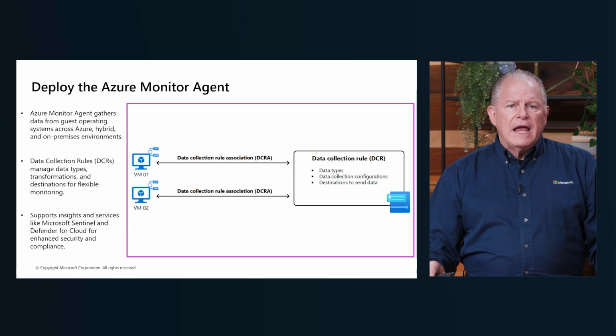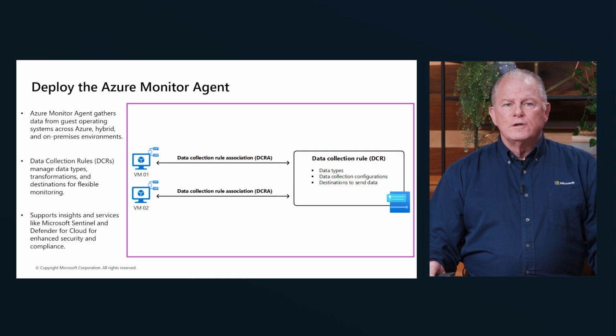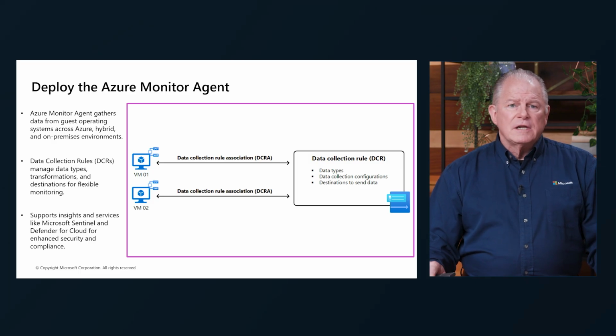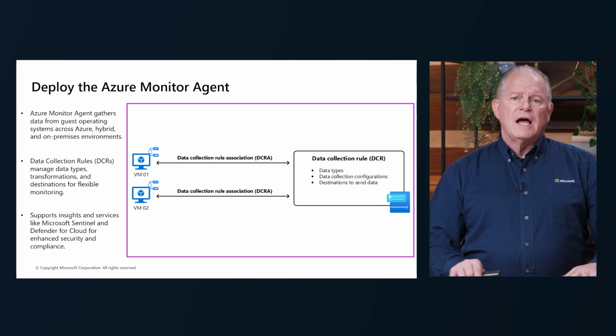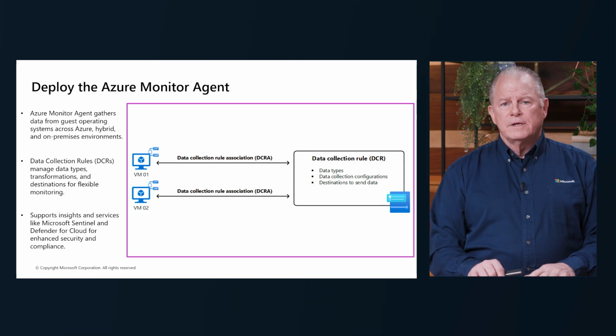The Azure Monitor Agent collects monitoring data from the guest operating systems of Azure Virtual Machines, scale sets, and Arc-enabled servers. It delivers this data to Azure Monitor for use by features, insights, and other services such as Microsoft Sentinel and Microsoft Defender for Cloud. The Azure Monitor Agent can be installed using various methods, including the Azure Portal, CLI, PowerShell, or ARM templates.